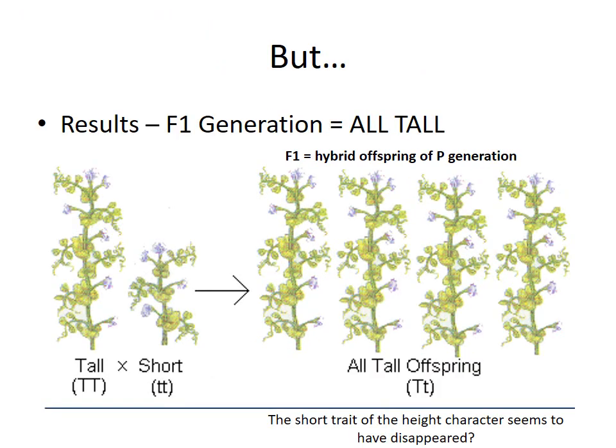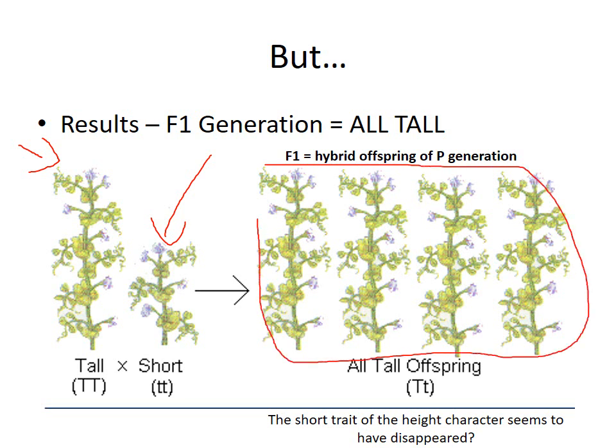But this is what he did get. He noticed that when he crossed the pure breeding tall with the pure breeding short, all plants ended up being tall. They were the same height as the tall parent. So it wasn't blending. He thought that something interesting was happening. He noticed, okay, there was no more short trait here. The short trait of the height character seemed to have disappeared.